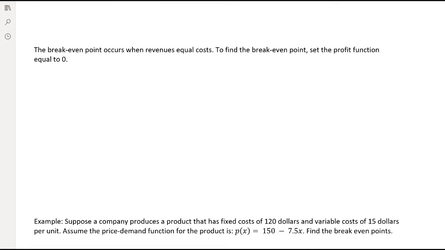There's also a concept called the break-even point. So the break-even point occurs when your revenues equal your costs. So break-even means you're not making any money. You're not making money. You're not losing money. And so when revenues equal cost, that's also the same as saying my profits are equal to 0. So to find your break-even point, you set your profit function equal to 0. All right? And let me show you how to do exactly that.